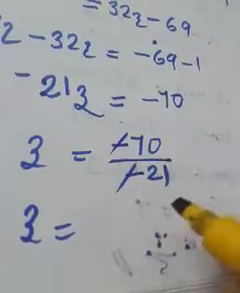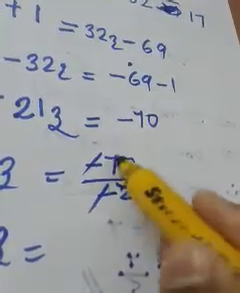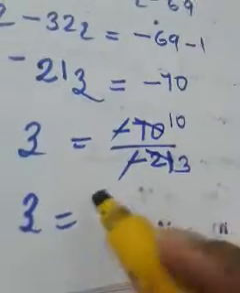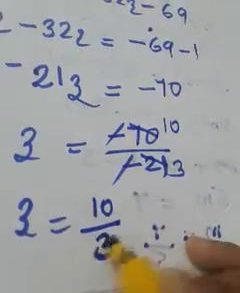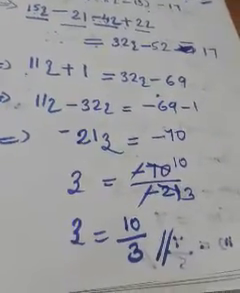Now what you can do, this minus will get cancelled. What is 70 by 21? By which number you can reduce? By 7 you can reduce. In 21 how many 7? 3. In 70 how many 7? 10. So answer will be 10 divided by 3 is the value for z. You might have understood.